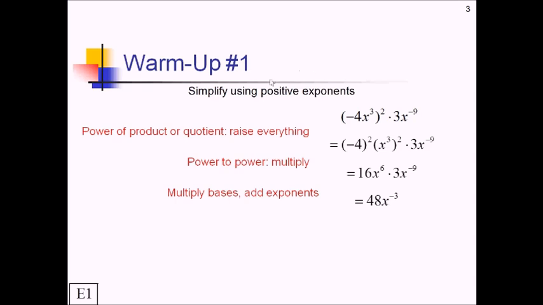And they did say simplify using positive exponents. So remember, negative exponents mean reciprocal. So this x to the negative 3 is really 1 over x to the positive 3. Now be careful, because only the x is moving downstairs, because only the x has the negative exponent. The 48 has no negative exponent, so it stays right where it is.